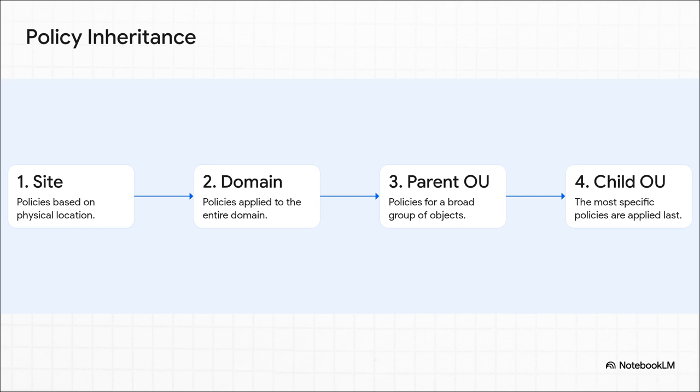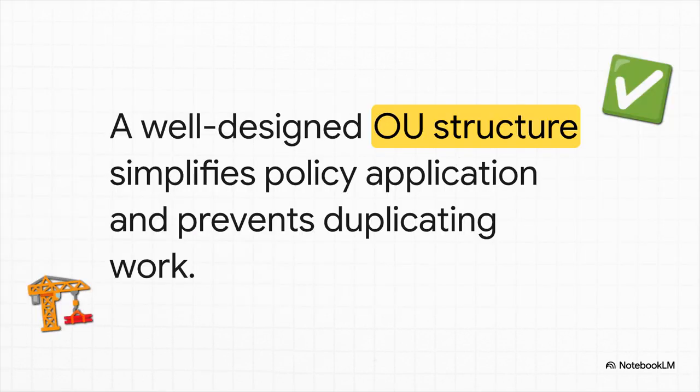Then a more specific policy you put on the sales parent OU will apply to just them. And an even more specific one on a sales New York child OU will only apply to that group. The rule is, the closer the policy is to the user or computer, the more weight it has. And that brings us to the main point here. Planning your OU structure is everything.